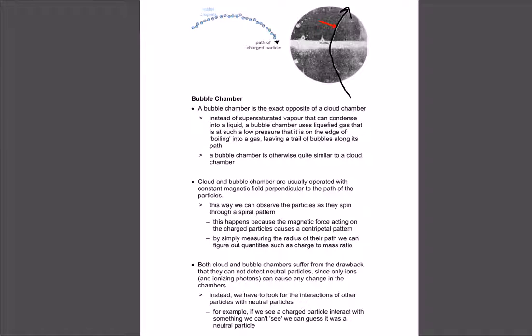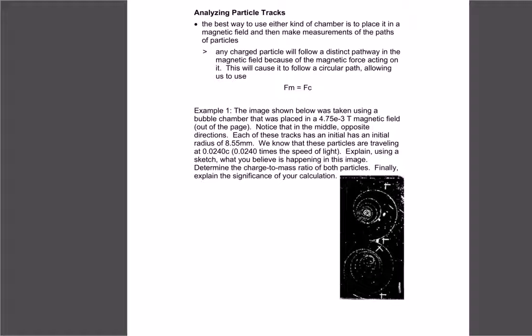The biggest drawback from both cloud and bubble chambers is it's pretty tough to detect a neutral particle. If you have something neutral, it's just going to go straight through, which is pretty tough to see. So in a cloud chamber, you wouldn't be able to see neutrons. In a bubble chamber, the friction and the energy that it passes would still leave a little bit of bubbles behind, which is typically why we use bubble chambers more. The best way to get these to work is to put the chambers in a magnetic field, and then we just allow these things to curl.